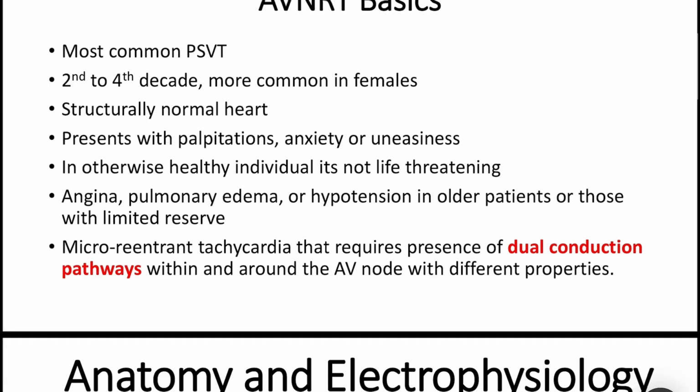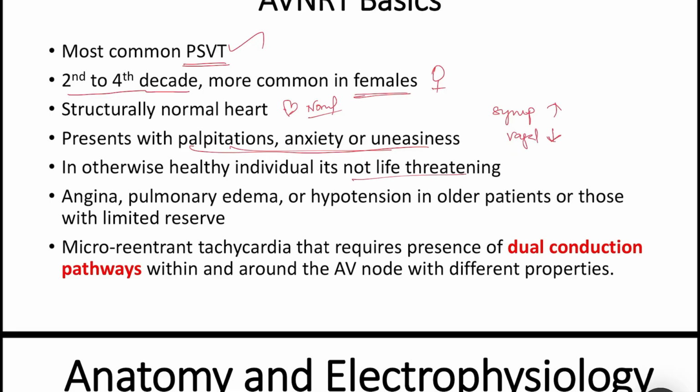AVNRT is the most common form of paroxysmal supraventricular tachycardia. It typically presents between the second and fourth decade of life, and it is more common in females. Most patients lack any structural heart disease or comorbid conditions, and the episodes are usually paroxysmal and revert spontaneously to sinus rhythm. They are often triggered abruptly by autonomic shifts such as increased sympathetic tone or reduced vagal tone during a physical or emotional stress.